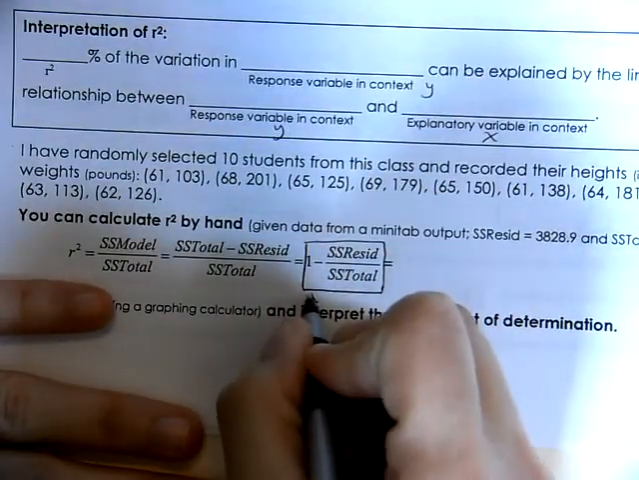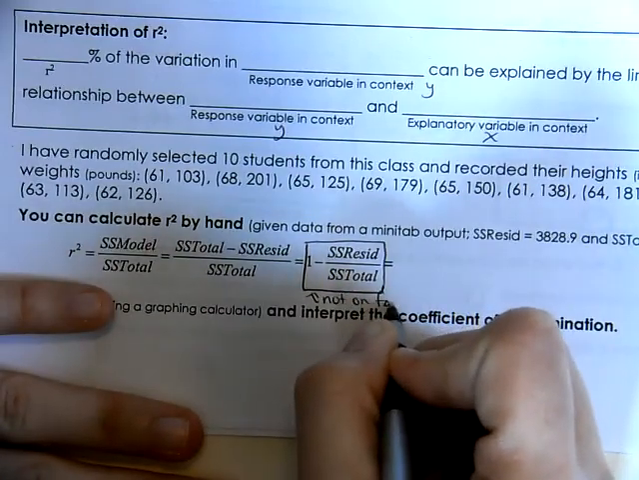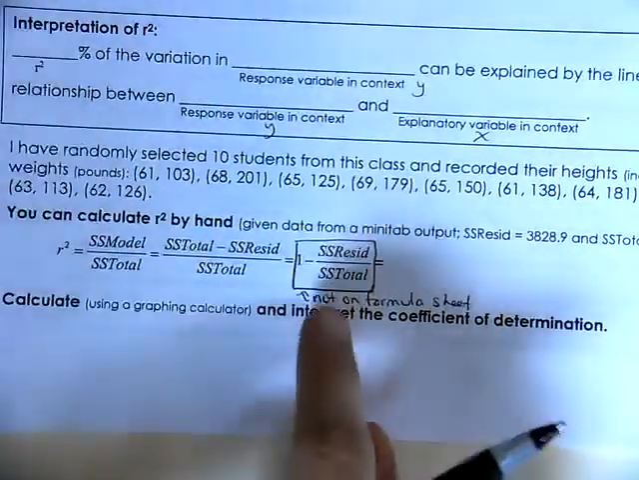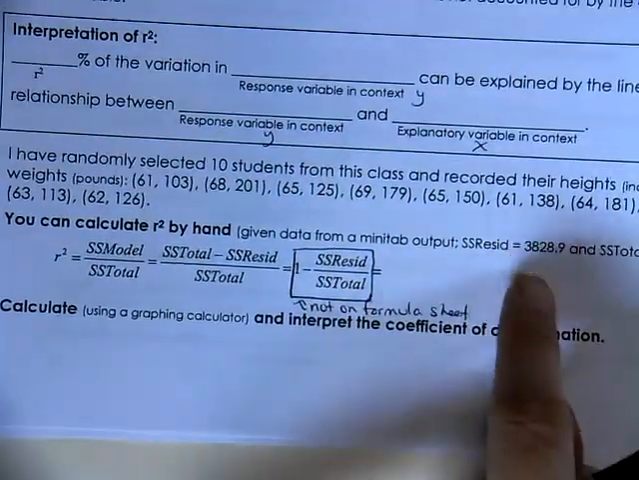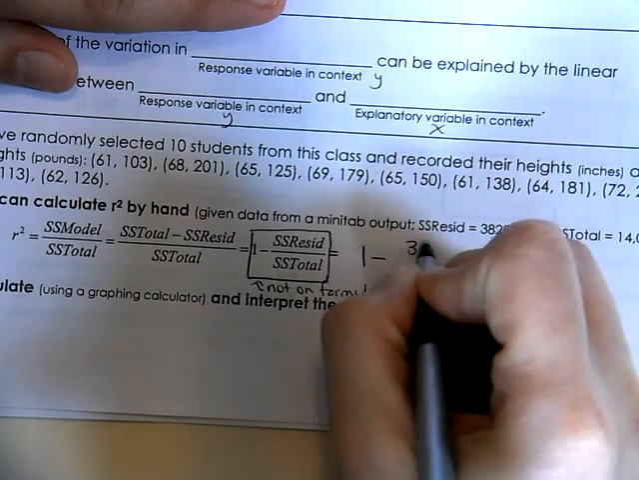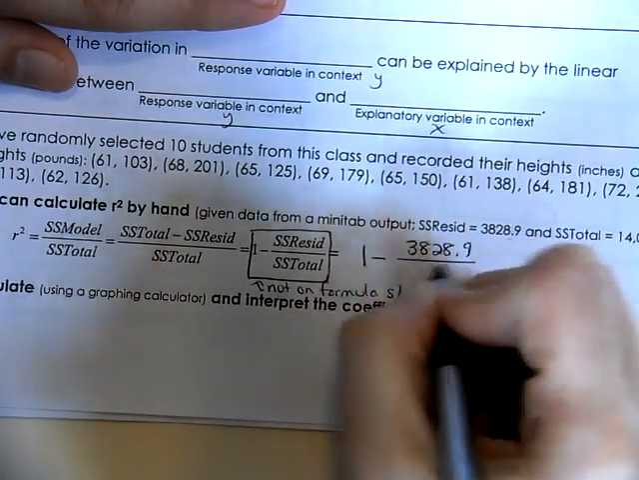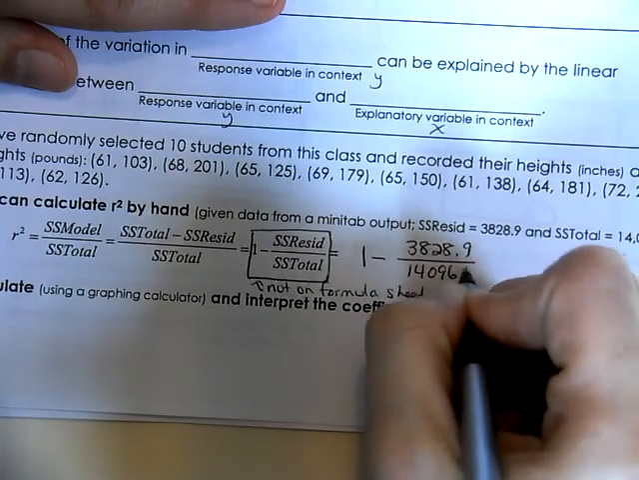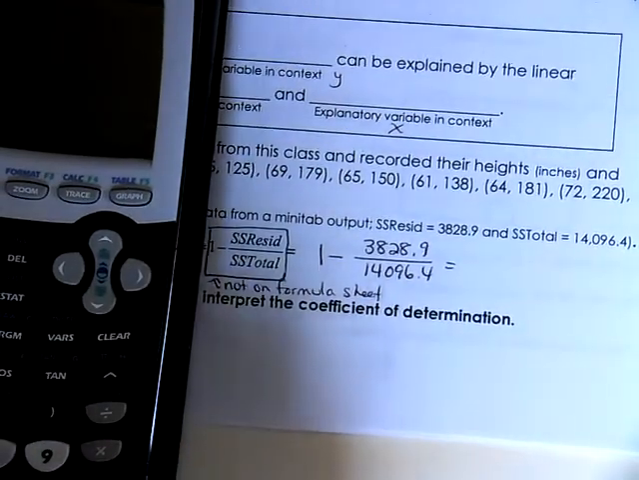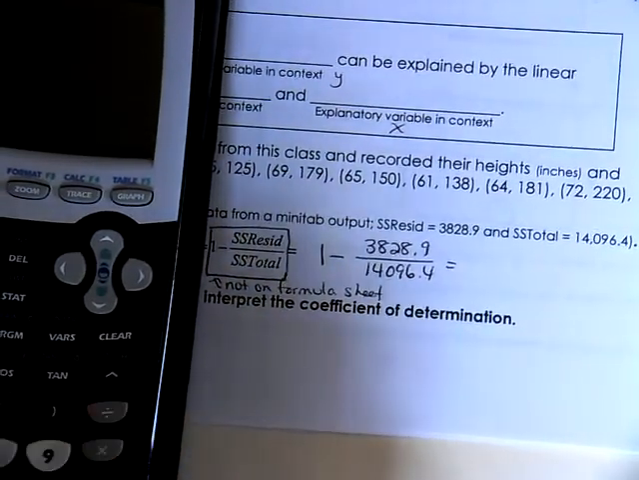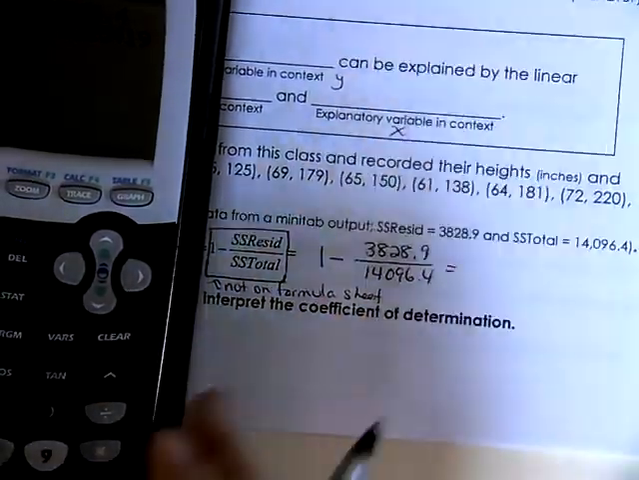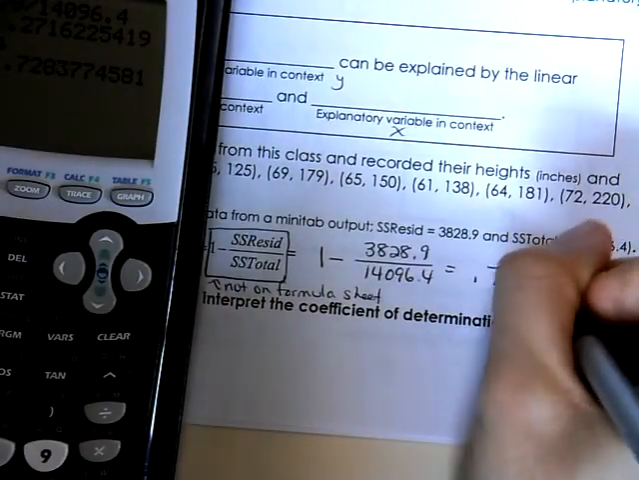Okay, so if I find r squared, here's the formula you need to know. Now this is one of the formulas that's not on the formula sheet, so you do need to memorize it. It's 1 minus SS residual over SS total. Now I went ahead and found SS residual and SS total for you. So it's 1 minus 3828.9 over 14,096.4. So I'm going to do that in the calculator, and then we do 1 minus. So I get an r squared of 0.728.